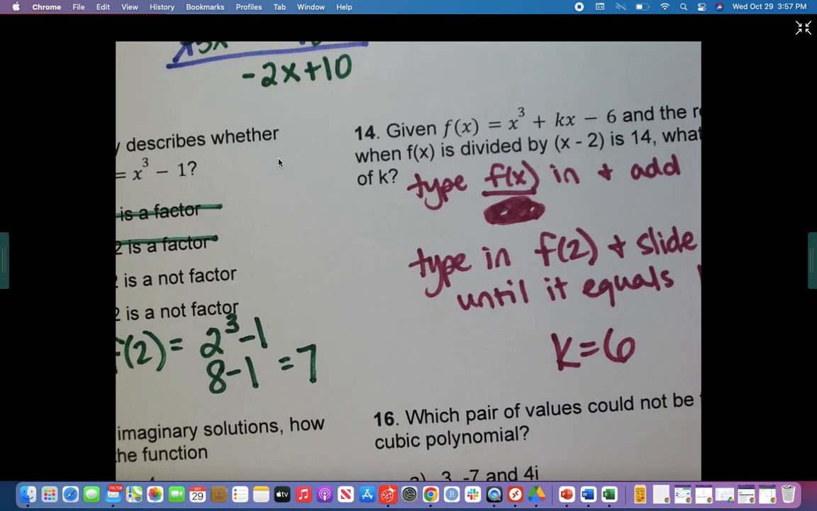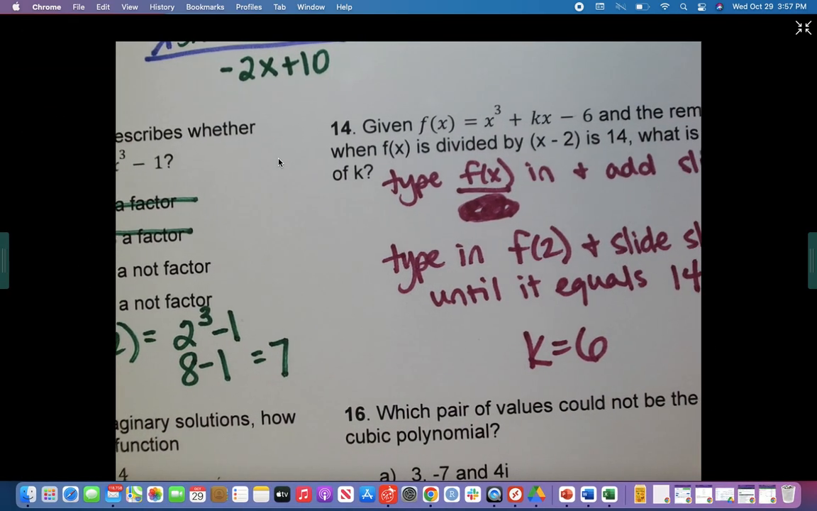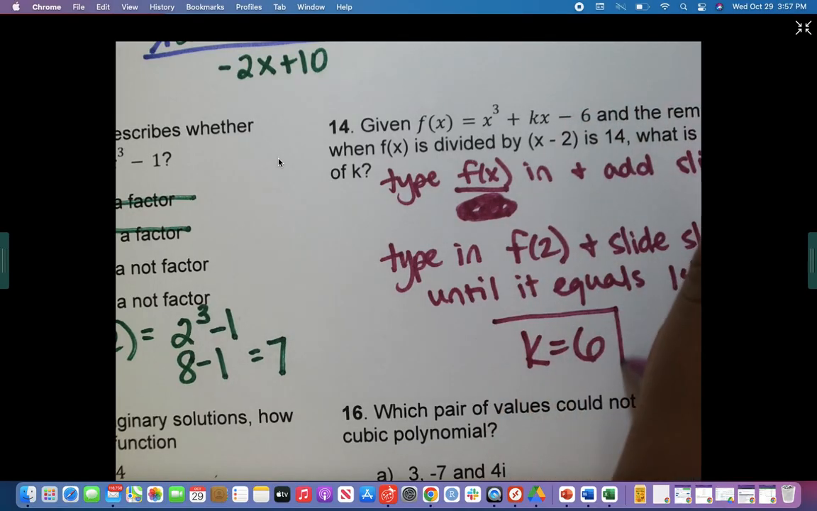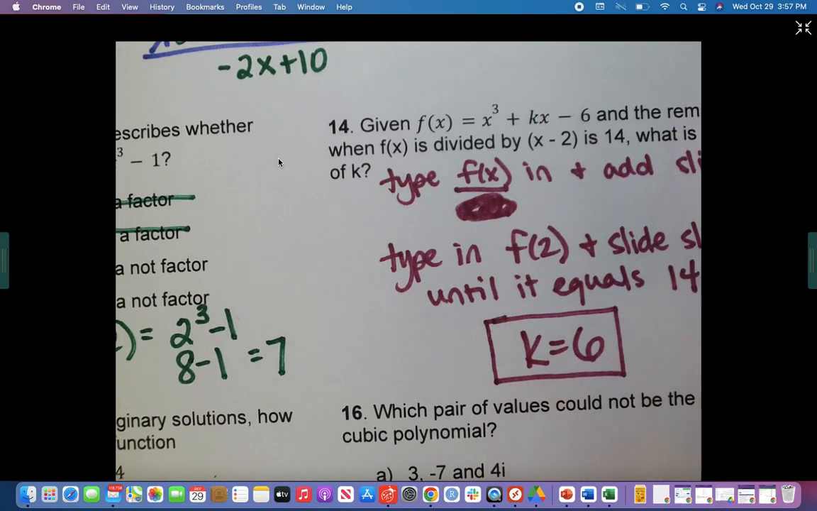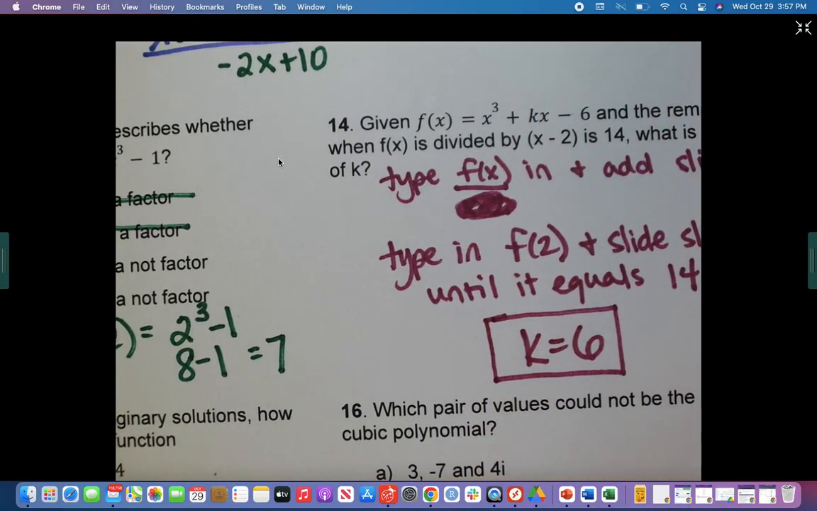All right. Again, if you are watching the video instead of just copying it, I need you to write the word pink next to k equals 6. So write the word pink next to k equals 6.